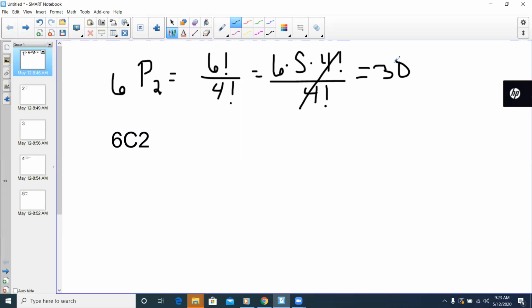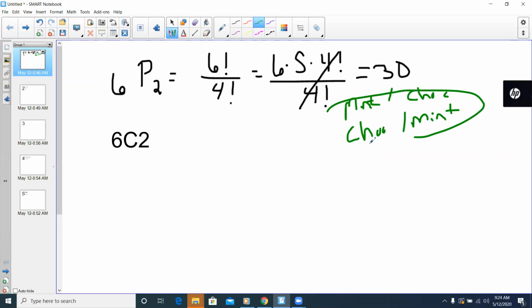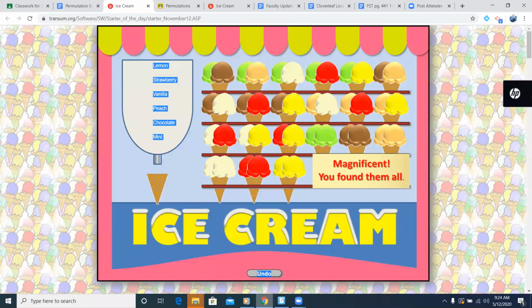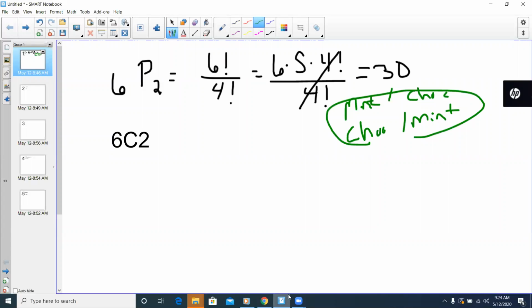So why do I get the 15? Well, this 30 would include mint and chocolate, and chocolate and mint. So we're counting this as twice. When we do the program back here, it's only counting it as once, okay? So what we need to do is divide this off by 2, and then we get 15 that way. So this is what's called combination.